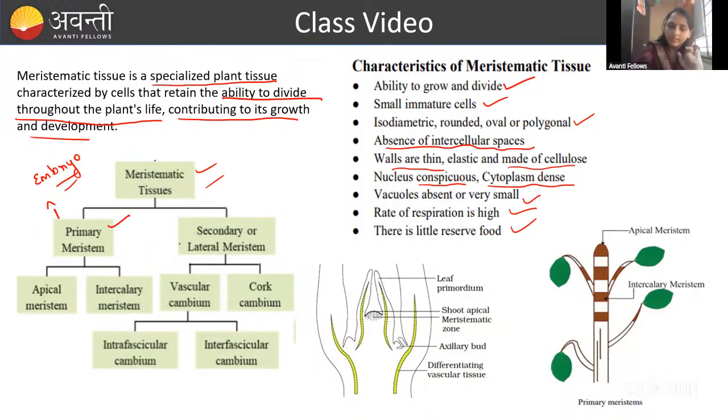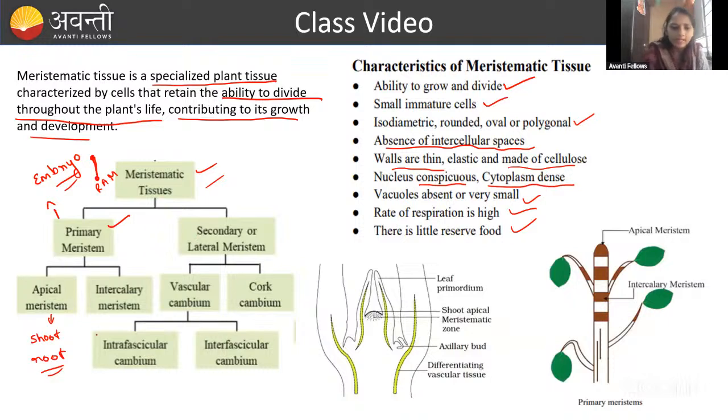Okay. The primary meristem, you know that it is going to be in the shoot and the root, right? In the root, we can see the root apical meristem. Okay, RAM we will call it. And in the shoot, we can see the shoot apical meristem. Okay. So we have the shoot apical meristem and the root apical meristem.